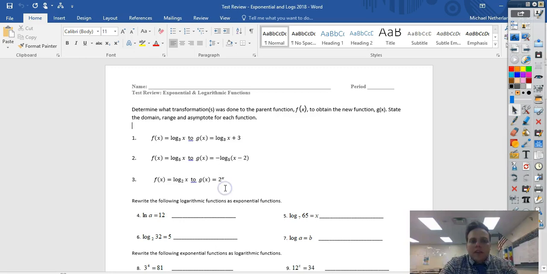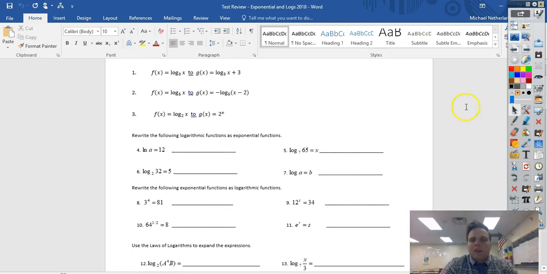Number 4 says, rewrite the following log as exponential. Easy breezy. Alright, first you start off by identifying the base. So we look at this as a log. We say, what is the base of the natural log? Base e. You raise it to the output, which is 12. That becomes your exponent. It equals your input, which was a. Bam. There you go. e to the 12 equals a.